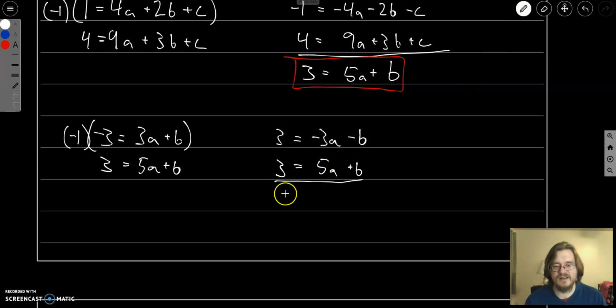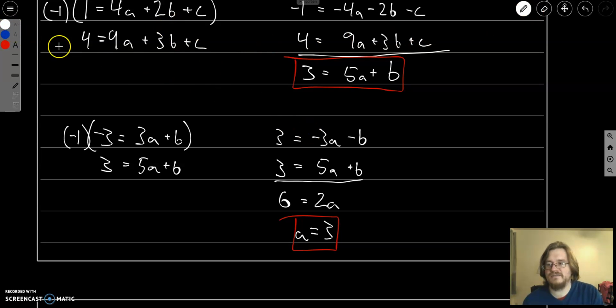Add these together, the B's will cancel, -B and B cancel. -3A and 5A, that adds up to 2A. And 3 and 3, that adds up to 6. So we know that A, after I divide both sides by 2, is 3. Cool. Nearly done.